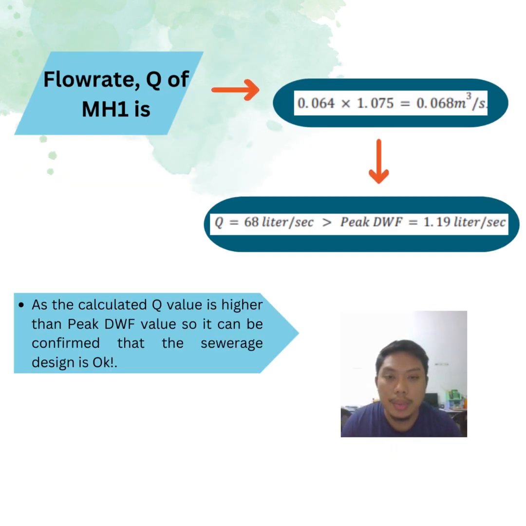So this is the procedure of calculation of the flow rate. We take manhole 1 as an example. So from 0.064 times 1.075, we get 0.068 meter cube per second. And then we convert it into liter per second, we get 68, and then compare it to the peak WDWF value, which is 1.19 liter per second. So as a conclusion, the calculated Q value is higher than the peak WF value, so it can be confirmed that the sewerage design is okay.